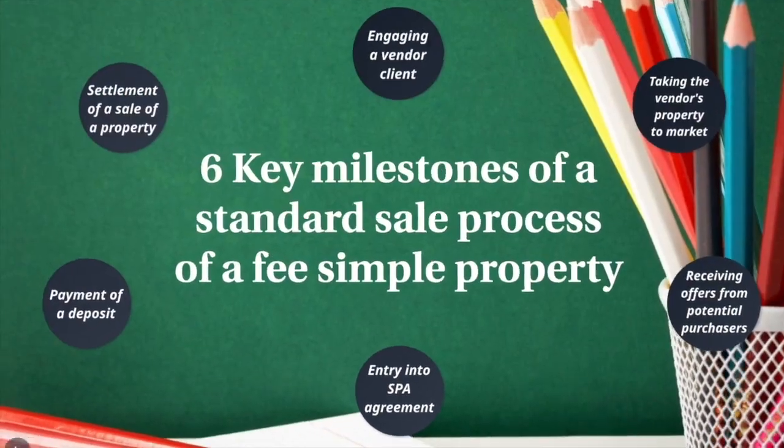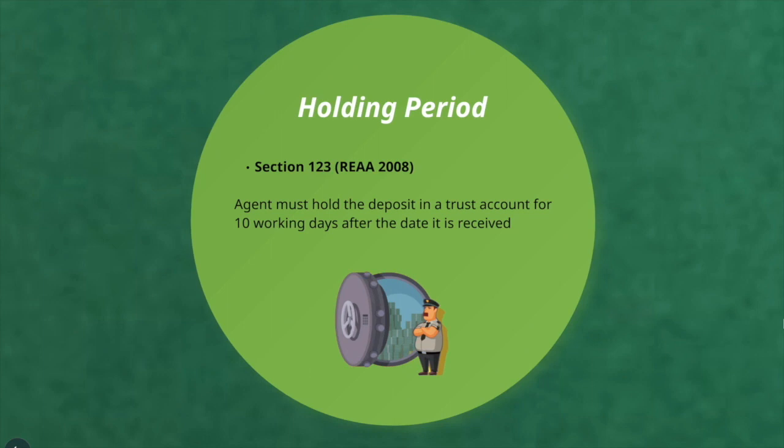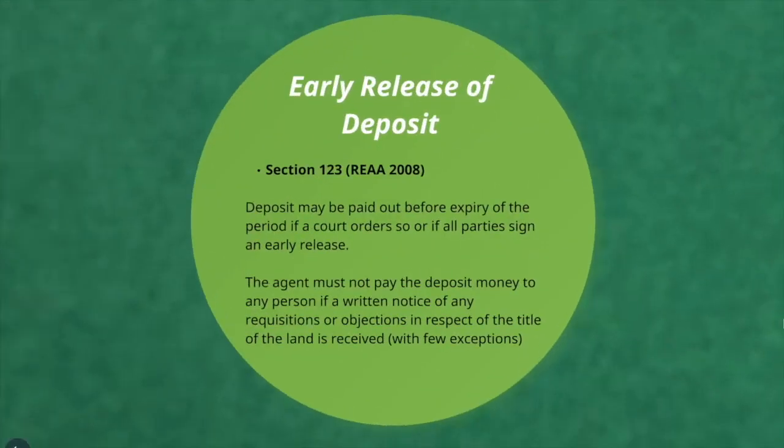Then a payment of deposit should be made by the purchaser. Under Section 123 of the REAA, the agent must hold the deposit in a trust account for 10 working days after the date it is received. The Act states that the money may be paid out before the expiry of the period if there is a court order or if all parties sign an early release. The agent must not pay the deposit money to any person if a written notice of any requisition or objections in respect of the title of the land is received, except with a court order or an authority signed by all parties of the transaction.